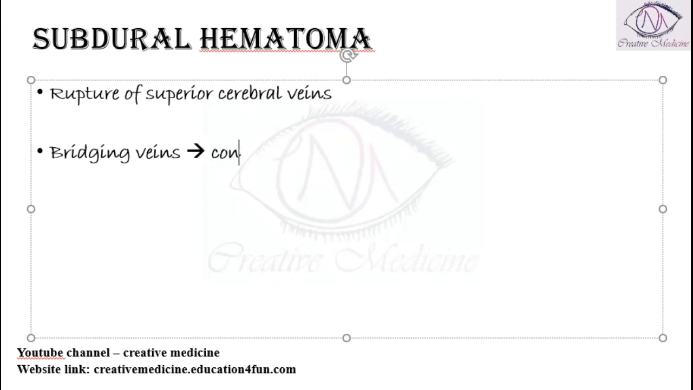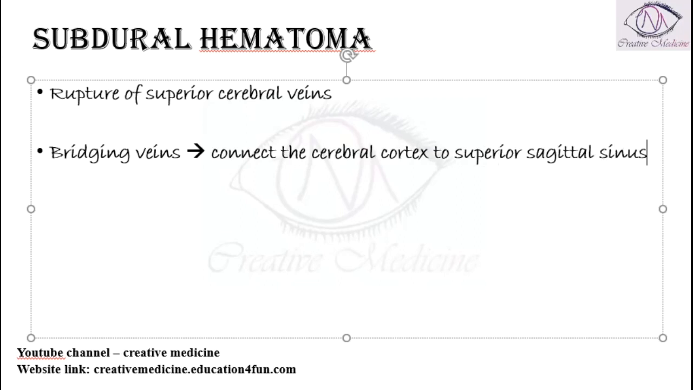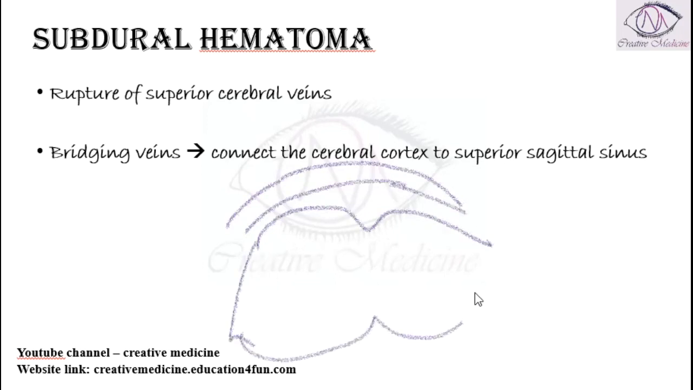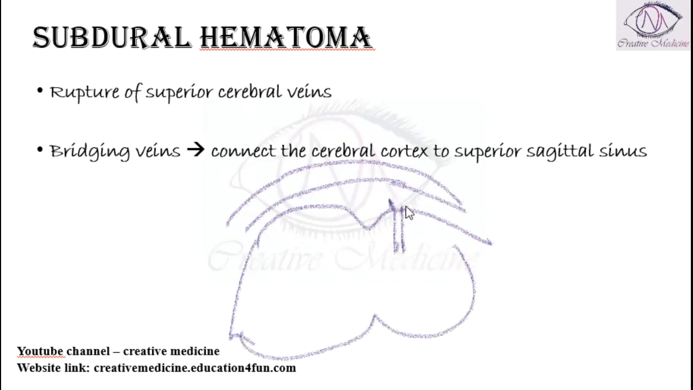These bridging veins connect the cerebral cortex to the sagittal sinus, that is, the superior sagittal sinus, and these are called bridging veins. If they become ruptured, this will result in subdural hematoma. So here you have a superior sagittal sinus, and this is the brain. The veins which connect the superior sagittal sinus to the cerebral cortex are called bridging veins.